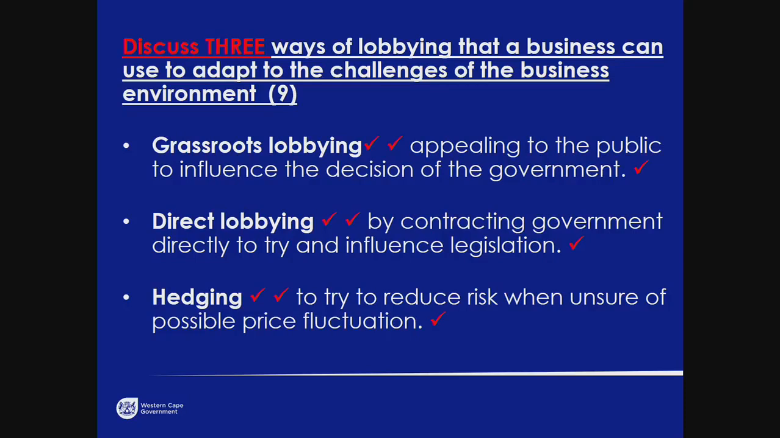It could as well have said, discuss 2 ways of lobbying that a business can use to adapt. Now the mark allocation is 6. They like to do this with discuss questions. They want you to name the one way, name it. Like I've got there, grassroots lobbying is a type of lobbying. 2 marks for naming it, and then 1 mark for the explanation: appealing to the public to influence decisions.